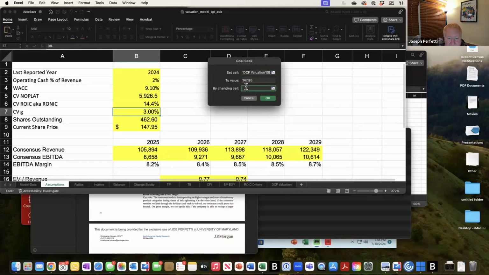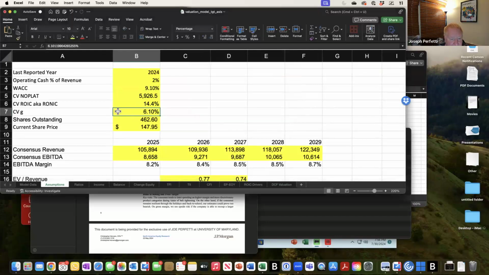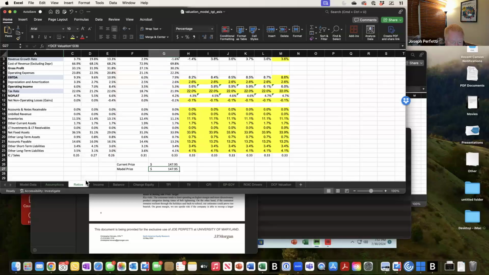And I'm going to say find that by solving for a G, which is B7. When I hit OK, the answer is 6.1%. So at a 6.1% G and this ROIC, which is based on these margins and productivity, that leads to the 147.95 share price. That's my target as is. And I went through that relatively quickly.